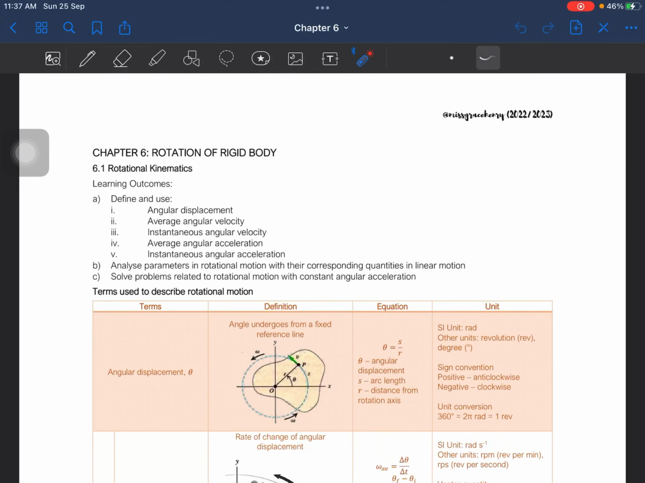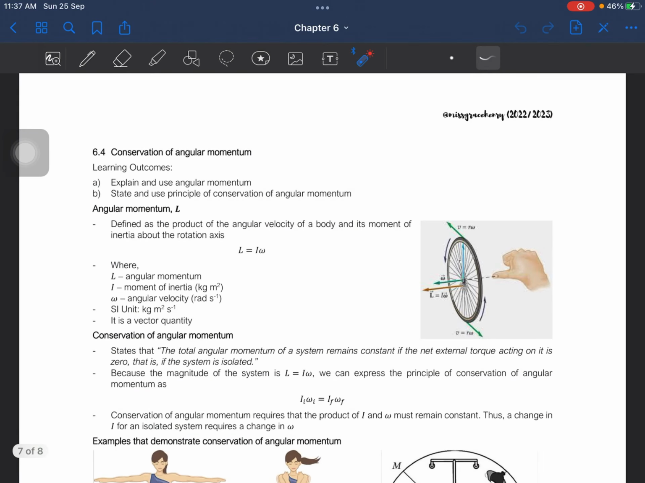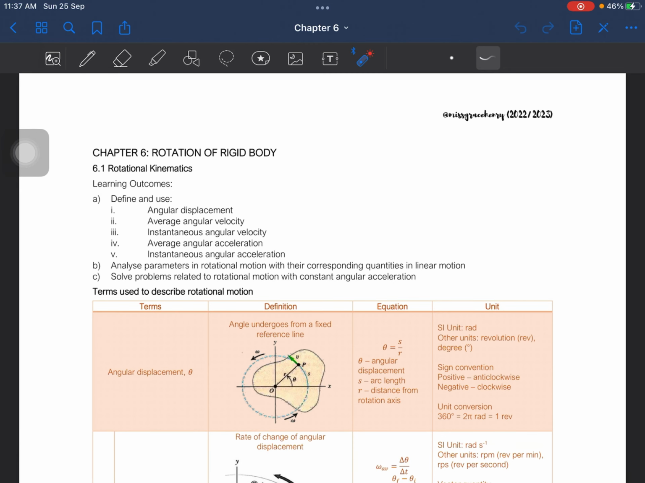Hello everybody, so today I will be explaining to you chapter 6, which is on rotation of rigid body. This chapter would be your assignment chapter, and there are 4 subtopics. Usually they will give you one subtopic, one question in the assignment. Usually, I don't know. So the first one is on rotational kinematics.